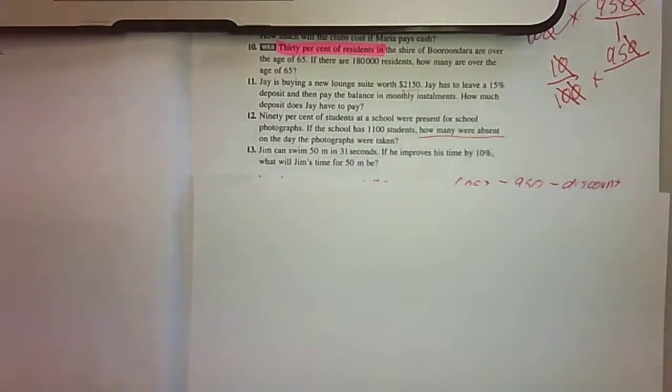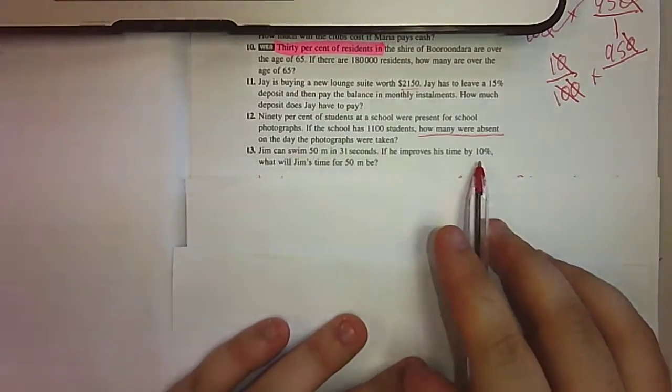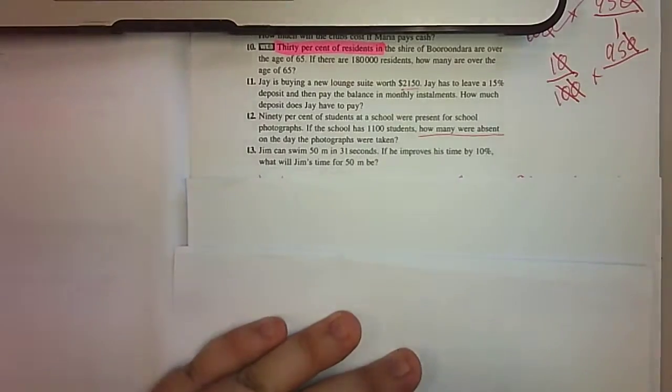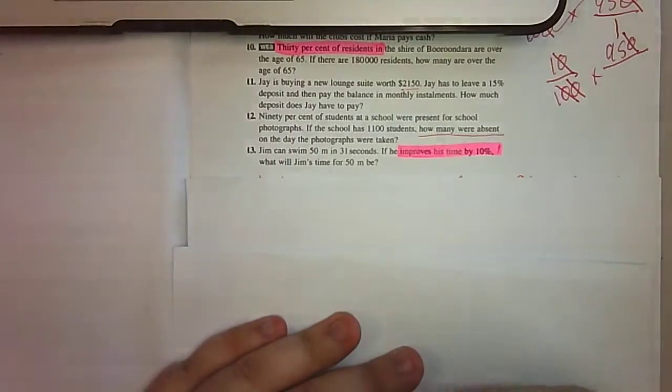Lastly, question 13. Question 13 requires you to think a bit, but it's also quite easy. I'm going to get my highlights out again so we can highlight some keywords. Now, Jay can swim 50 meters in 31 seconds. If he improves his time by 10%, what will Jay's time be for 50 meters? Okay. He improves his time by 10%.